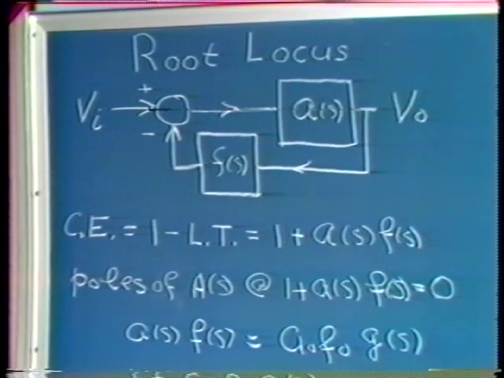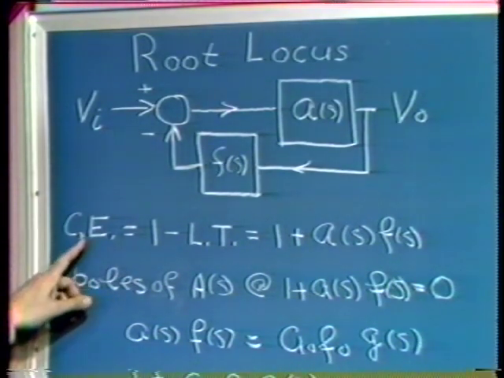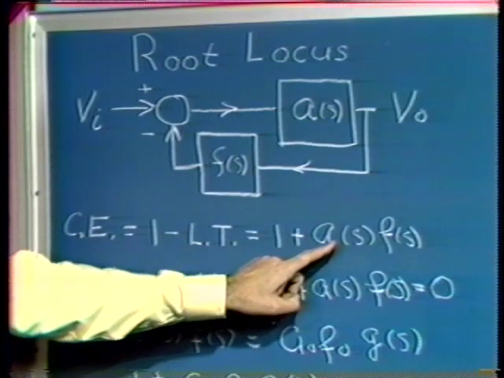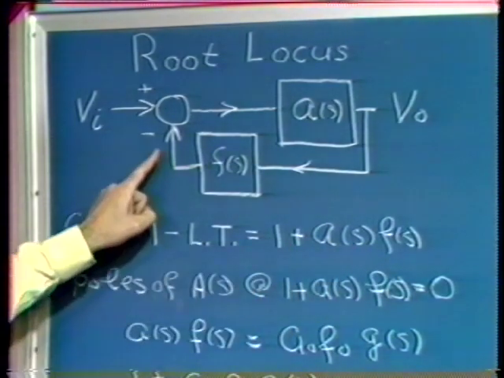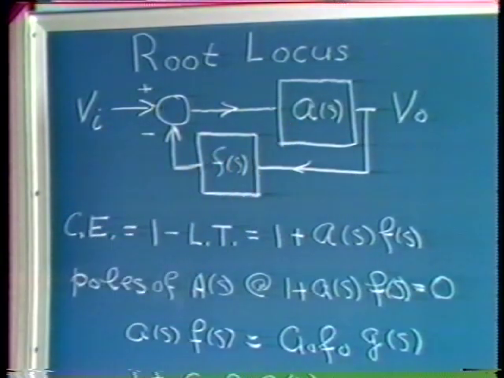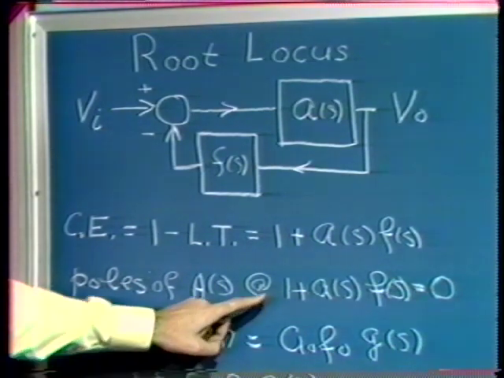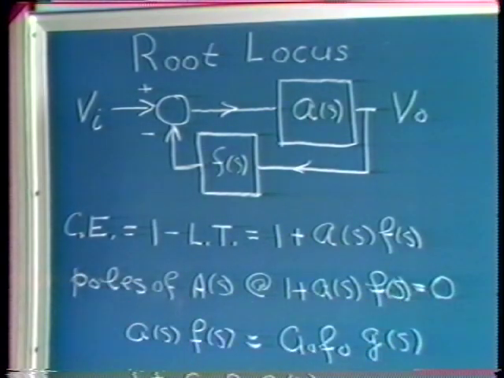That characteristic equation is, of course, common for any system with equal values for the AF product. Remember that the zeros of a closed-loop transfer function are dependent on how dynamics are distributed between the forward path and the feedback path, but the poles of a closed-loop transfer function are dependent only on the AF product. Well, when we calculate the characteristic equation, or 1 minus the loop transmission, it's simply 1 plus A of s f of s, recalling that the loop transmission is minus A of s f of s. Then we conclude that the poles of the closed-loop transfer function, capital A of s, occur when 1 plus A of s f of s equals 0.